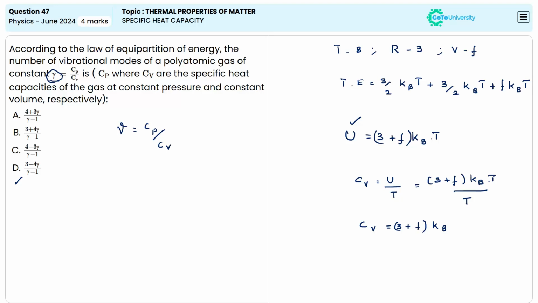It's known that Cp is always equal to (4 plus F) times R in terms of a polyatomic gas. So let us apply the values. Gamma will be equal to (4 plus F) times R divided by (3 plus F) times kB. When we simplify this, we will get F equal to (4 minus 3 gamma) divided by (gamma minus 1). So the correct answer for this question is option C.